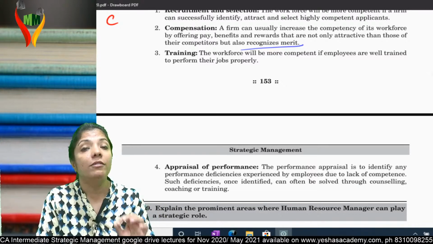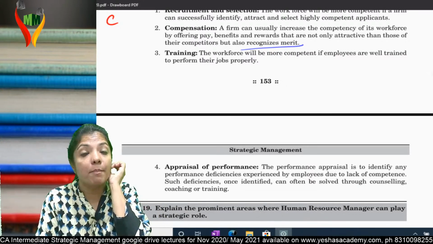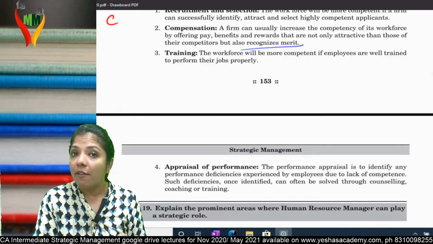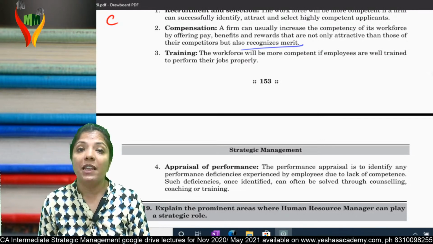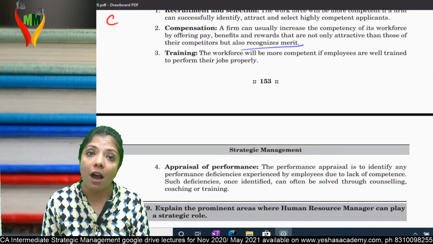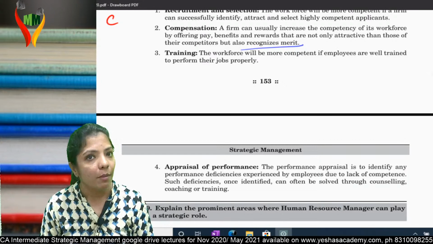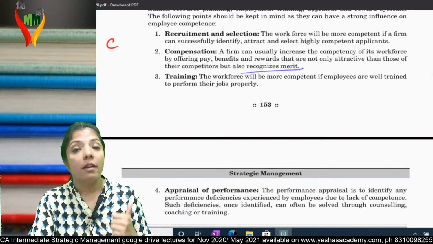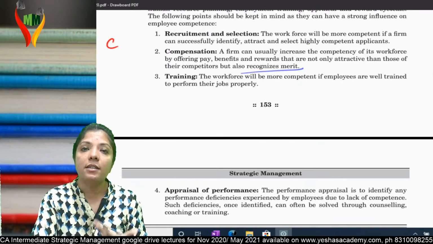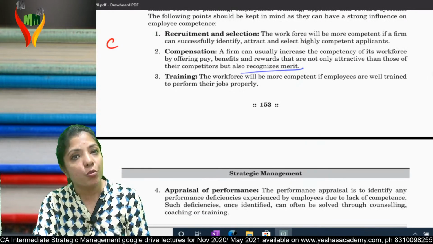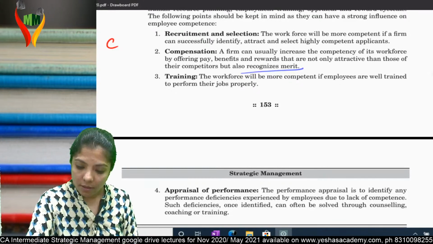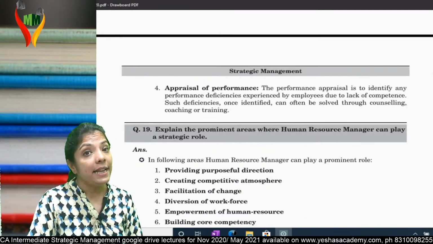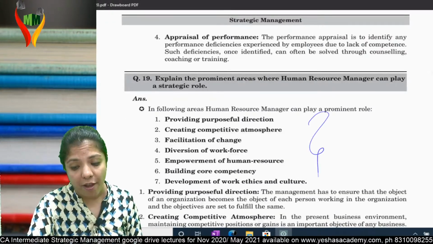So if these four areas are done properly by the HR team, they will get the best of the employees in their organization. First is what? Recruitment and selection. Second is compensation. Third is training. And fourth is performance appraisal. Am I clear? Yes?